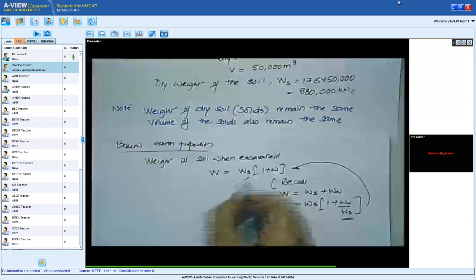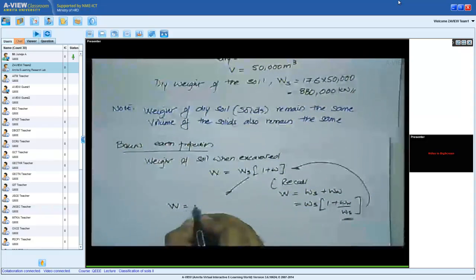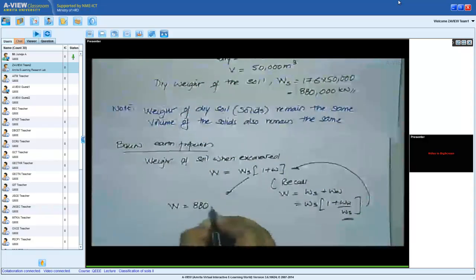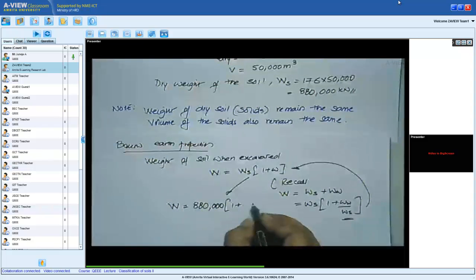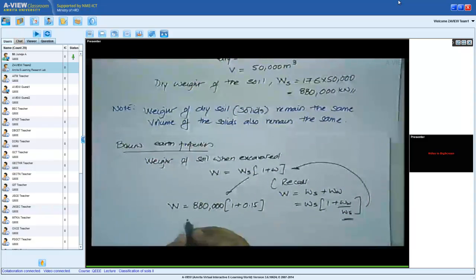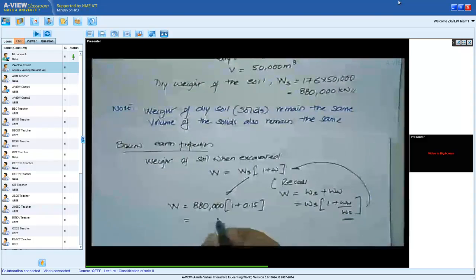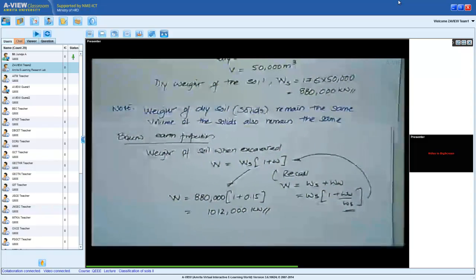So if I plug this in, I get W equals weight of solids, which is 880,000, times 1 plus water content, which is given as 15%. Remember, this equation will never accept percent, it's in ratio. So that gives a value of 1,012,000 kilonewton. So that's the total weight of the soil.